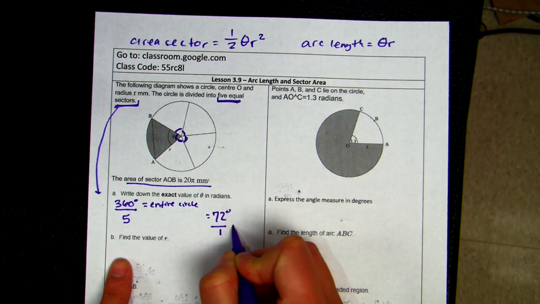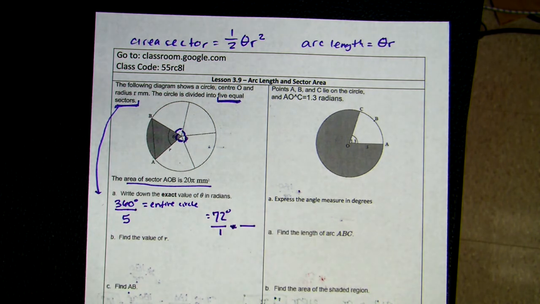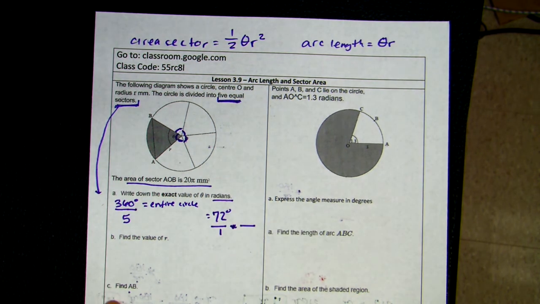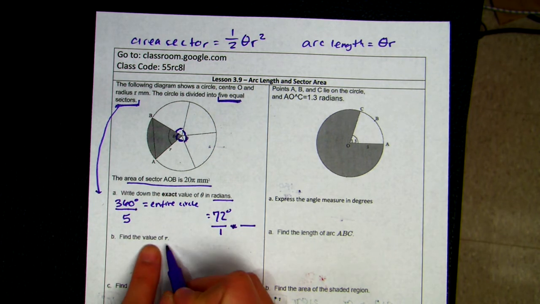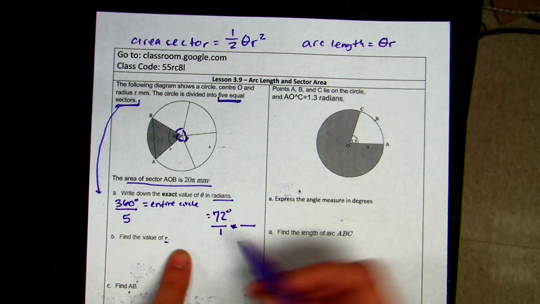Now that I then need to convert to radians, but I'll let you set up your conversion factor here. Check the front of your homework if you can't remember how to do that, so we can convert it into radians. Okay? Next, it tells me to find the value of r. So I need to find the value of my radius. Okay? Well, I guess I kind of need this one to help you out here.